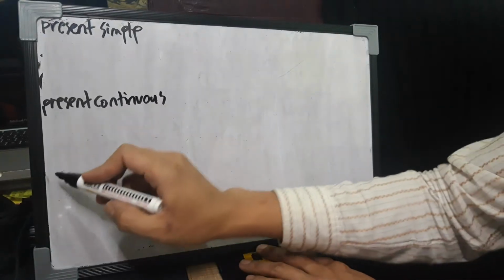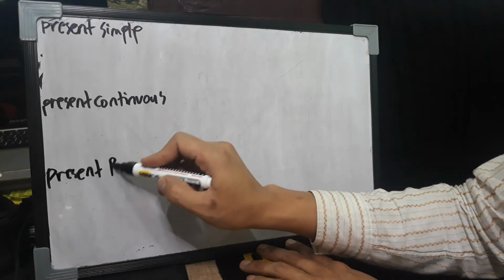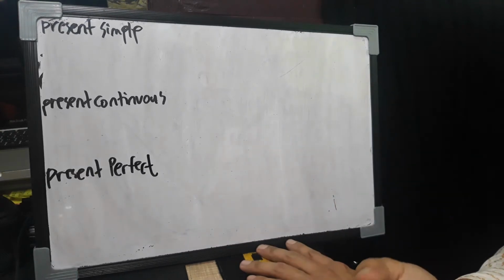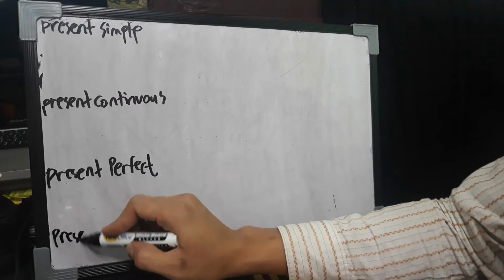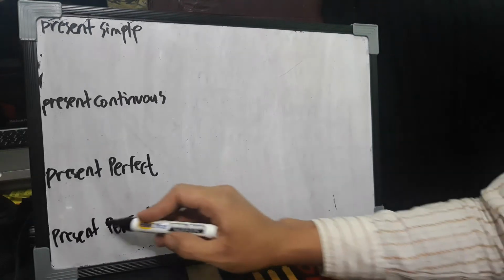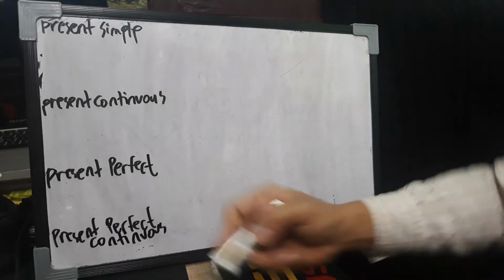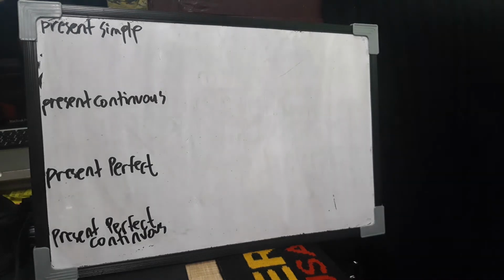We also have your what? Present perfect. And then we have your what? Present perfect continuous. Okay. So if you cannot read my writing, just try to follow using my voice. Again, we have the present simple, the present continuous, the present perfect, and the present perfect continuous.